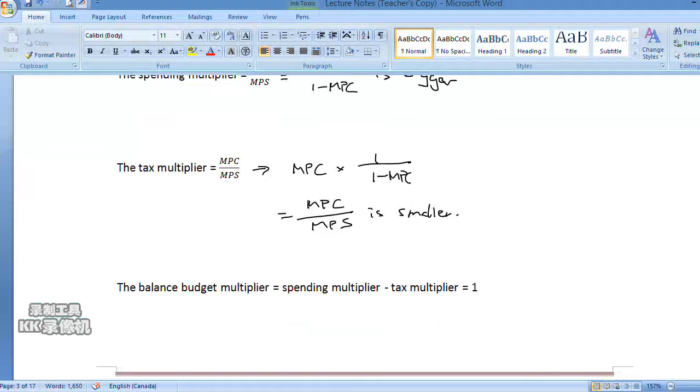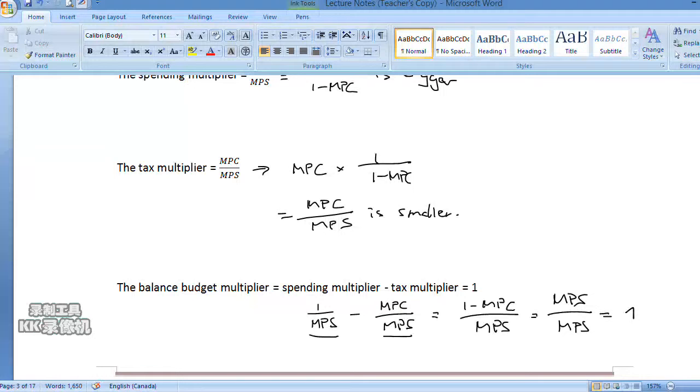So the balanced budget multiplier is just the spending multiplier minus the tax multiplier. The spending multiplier is 1 over MPS, minus the tax multiplier, which is MPC over MPS. Here we have the same denominator, so we can rewrite this as a single fraction. And we know that 1 minus MPC is the same as MPS. So this is why the balanced budget multiplier equals 1.